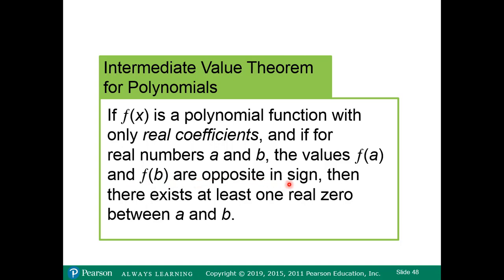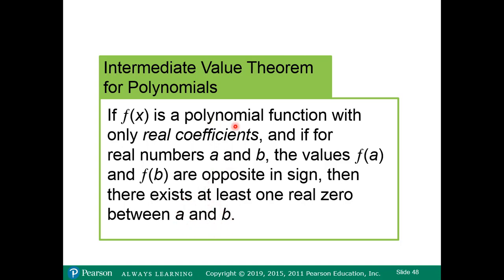So there's the other part. So first part, f of x is a polynomial function with only real coefficients, and a and b are real numbers where f of a and f of b have opposite signs. If those two conditions are met, then there must exist at least one real zero between a and b. Because if f of a is positive, let's say, and f of b is negative, then there has to be a point between these two where it crosses the x-axis.